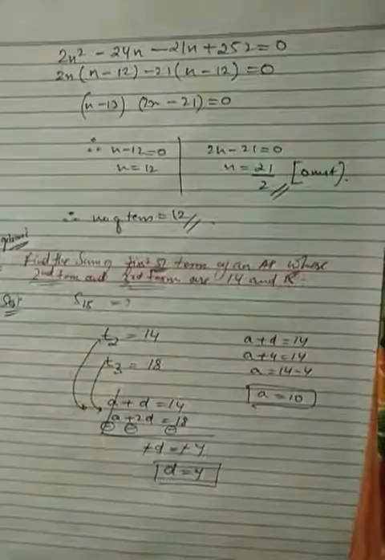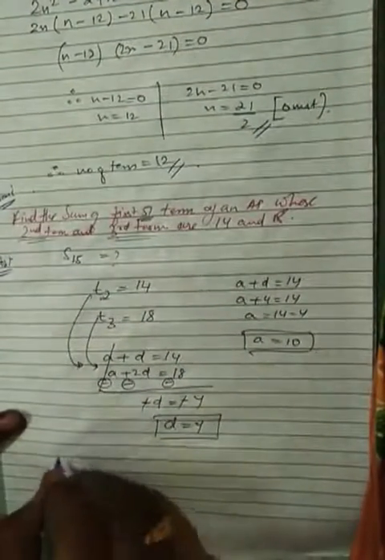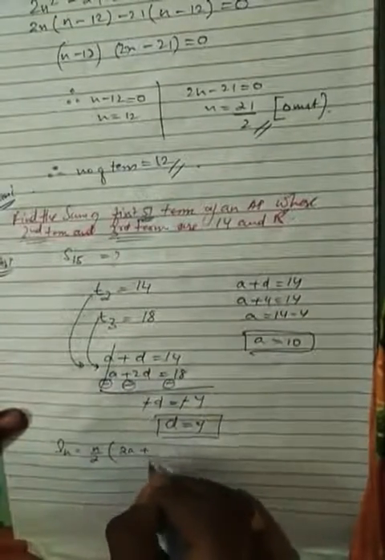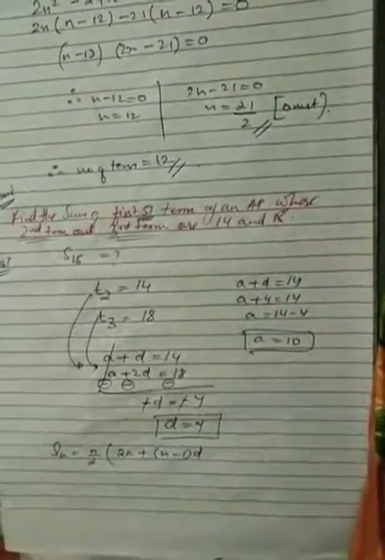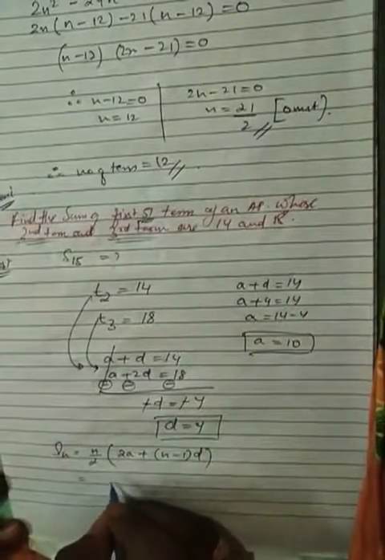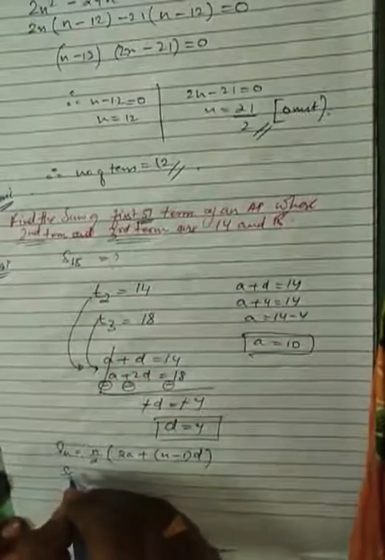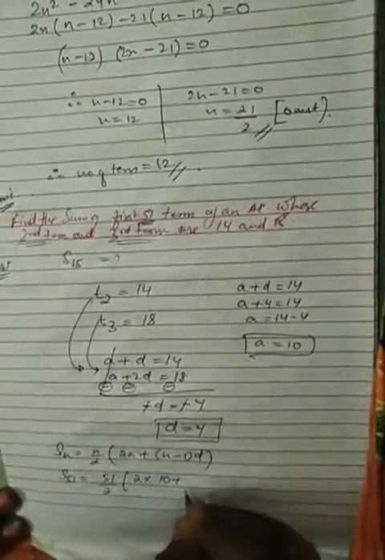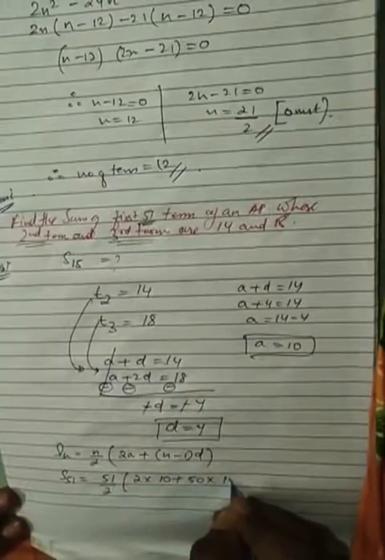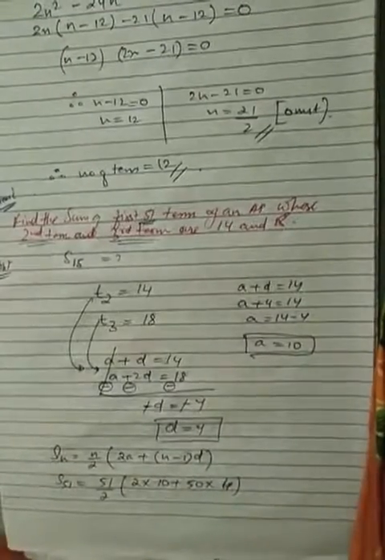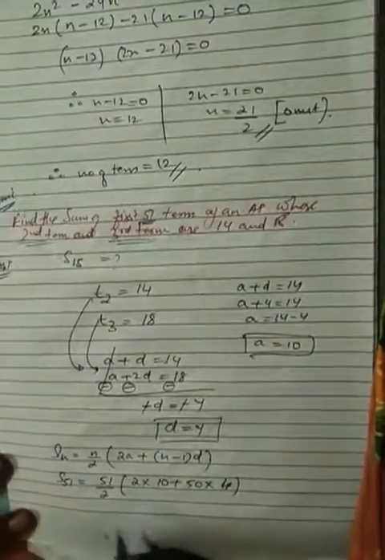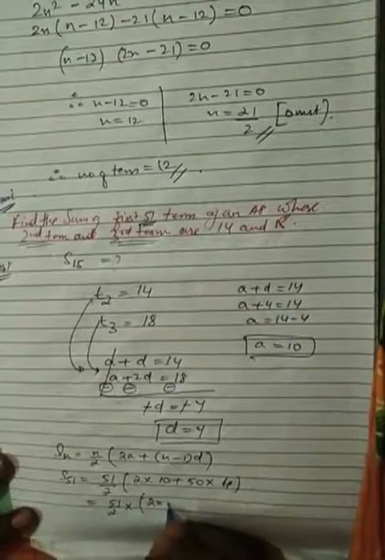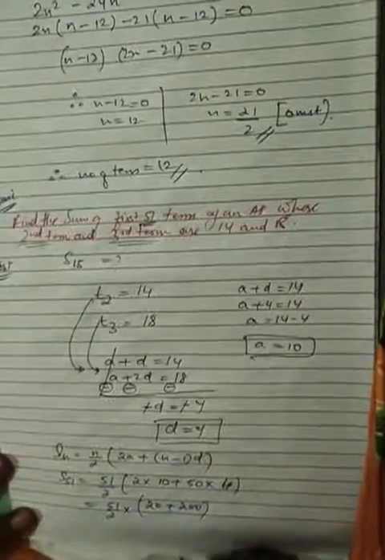So once you get the value of A and D, we can calculate the sum. Sum formula, Sn formula will apply: n by 2 bracket 2a plus n minus 1 into D. Clear? So sum formula applies here. 51 terms we have to calculate, S of 51. So 51 by 2 bracket 2 into 10 plus 50 into D, which is 4. Clear? 51 minus 1 is 50. So finally we'll get 51 by 2 into how much? 20 plus, 50 fours are 200.